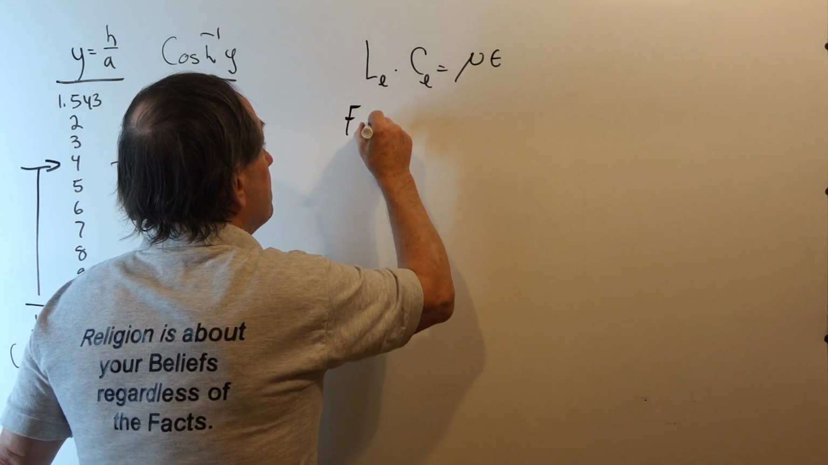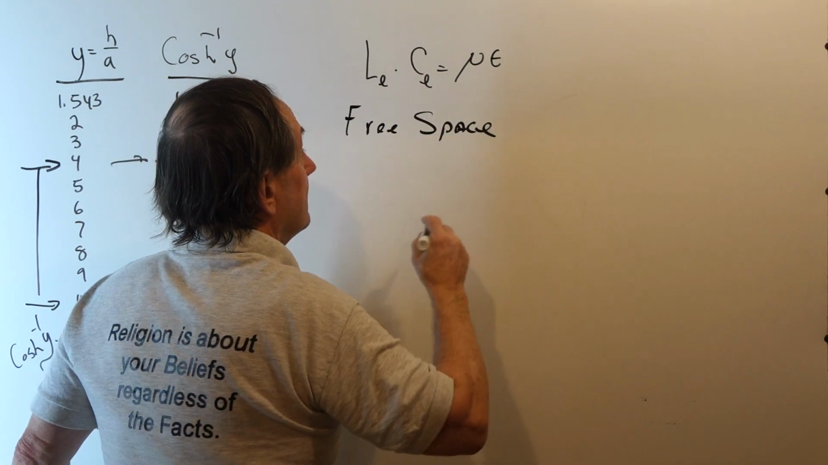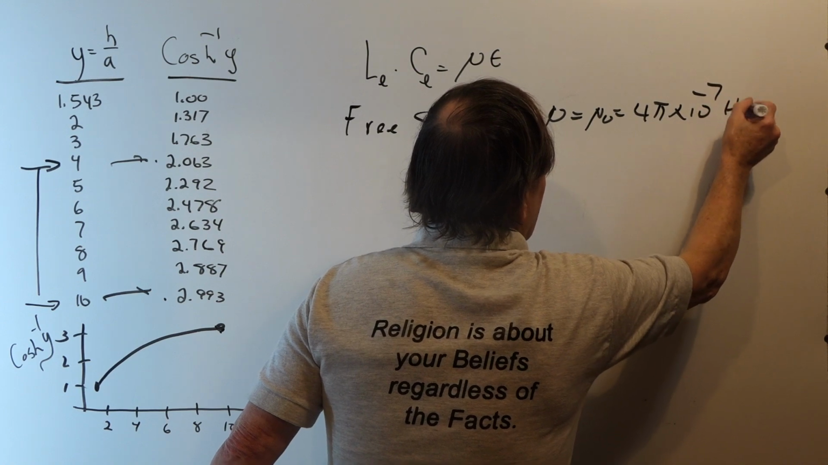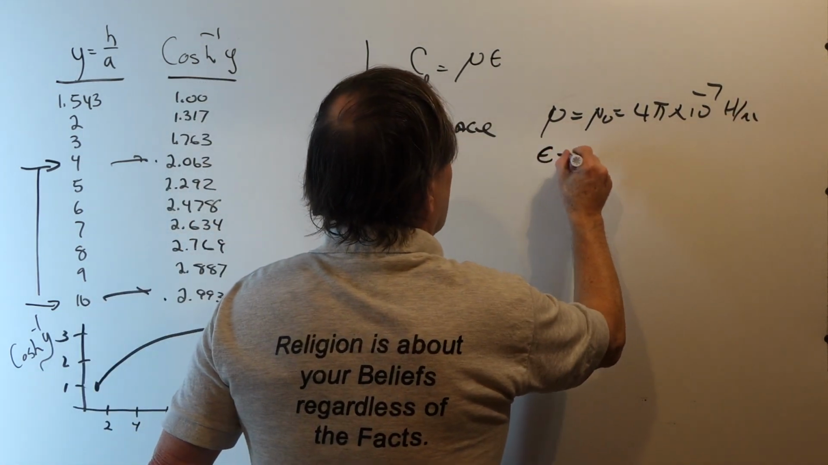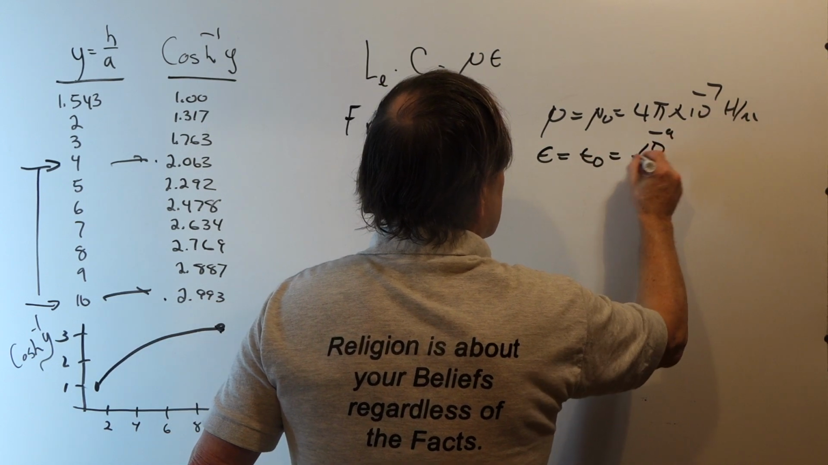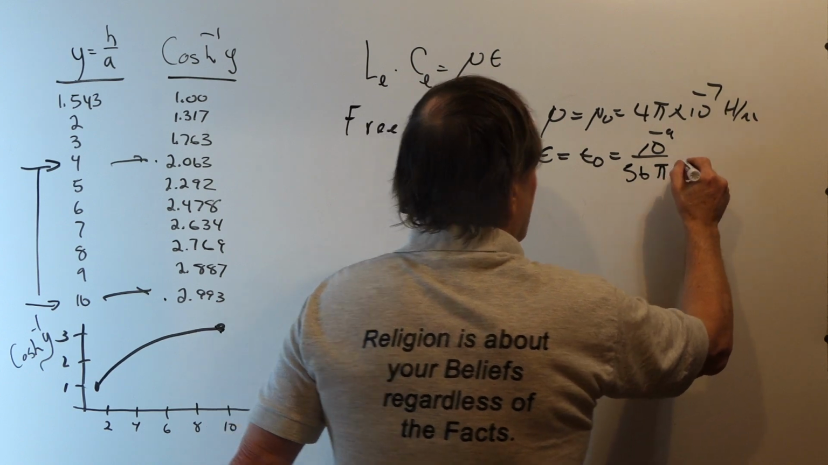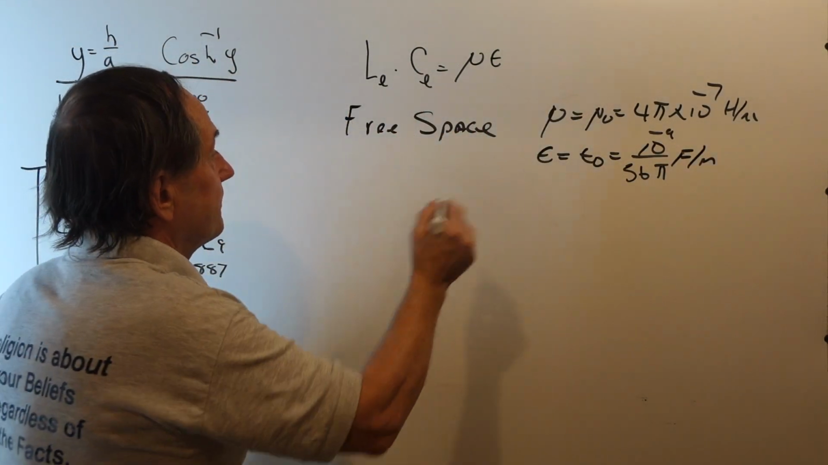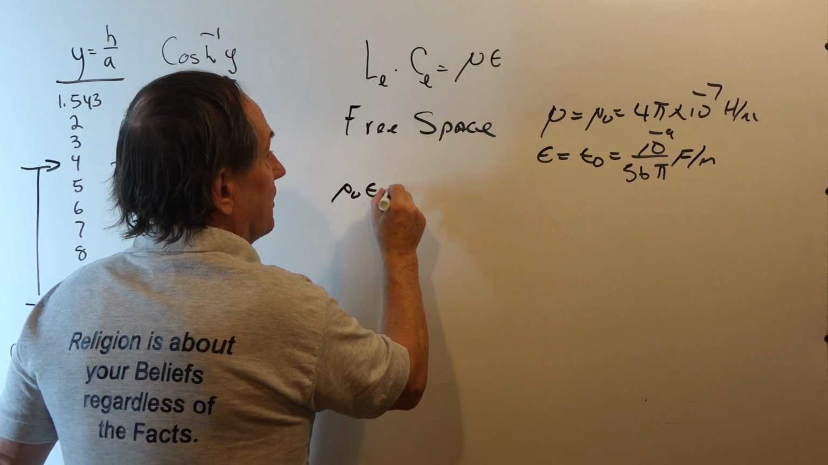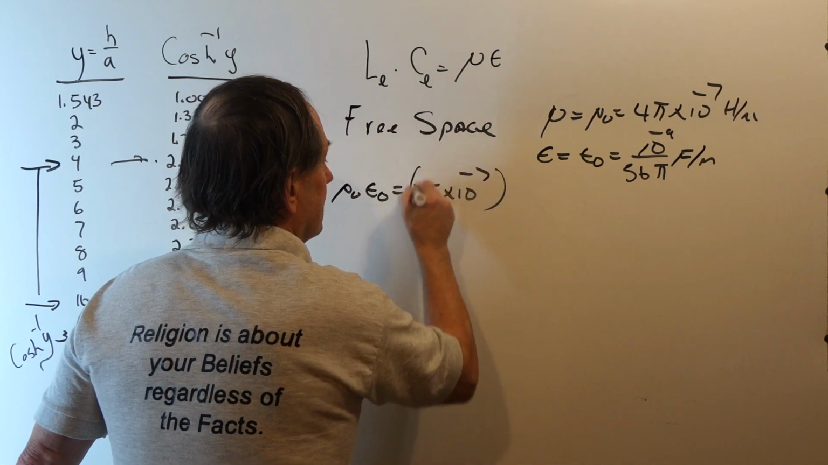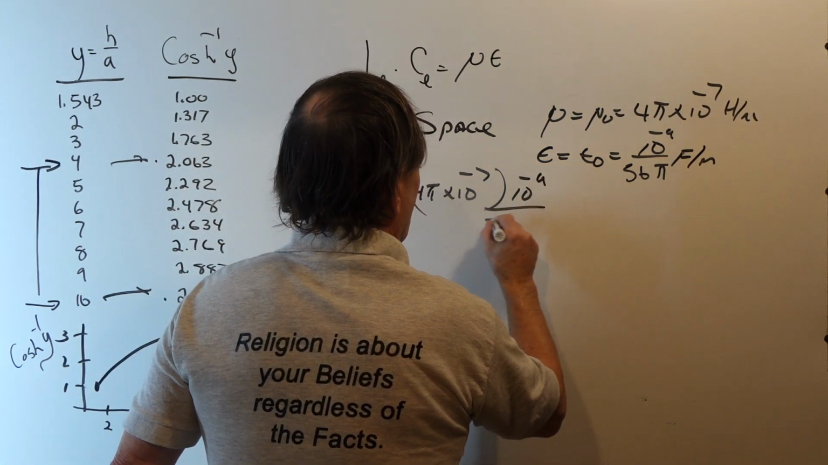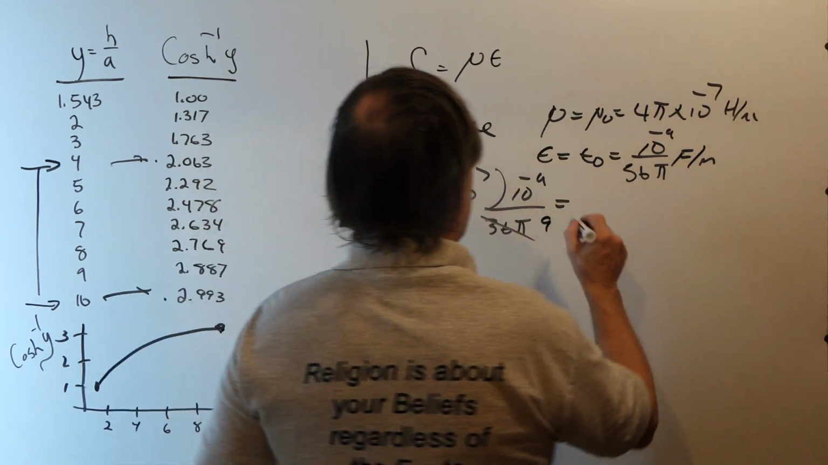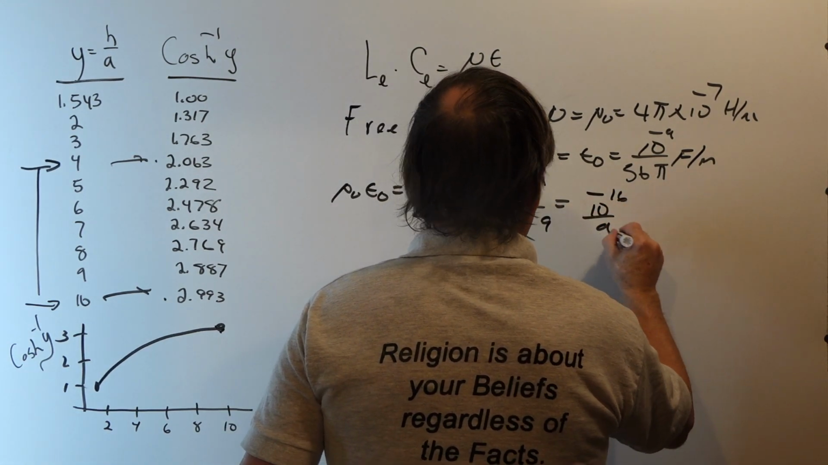Now, if we're in free space, then mu is mu0, which is 4 pi times 10 to the minus 7th henries per meter, and epsilon becomes epsilon 0, which is 10 to the minus 9th over 36 pi farads per meter. And the product, mu0 epsilon0, becomes 4 pi times 10 to the minus 7th times 10 to the minus 9th over 36 pi. You see that 4 pi goes into 36 pi 9 times. We get 10 to the minus 16th over 9.